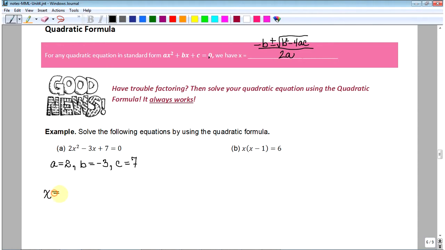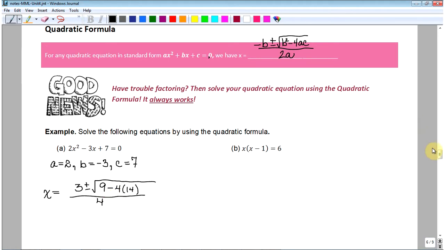So x will equal the opposite of b. So since b is a negative 3, the opposite of it is a positive 3. Plus or minus the square root, b squared, negative 3 squared is 9, minus 4 times a times c is 14, divided by 2 times a. 2 times 2 is 4.